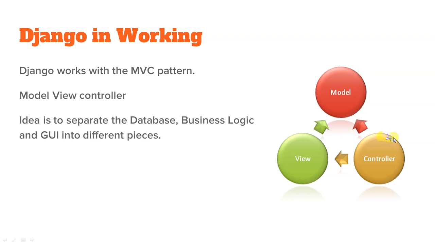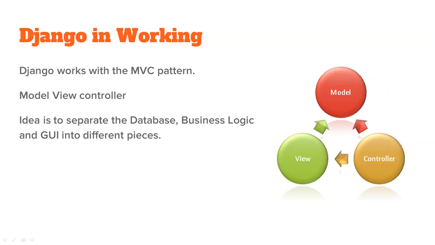If you understand this, the browser's request is given to the controller. The controller checks whether that request needs only a GUI. It will go to the view, get back the information and give it back to the browser. If the controller understands that there is something related to the database that needs to be handled, it will pick up from the model, bring it back, pick up the required view and then send the view back to the browser. This is how the whole MVC pattern works.